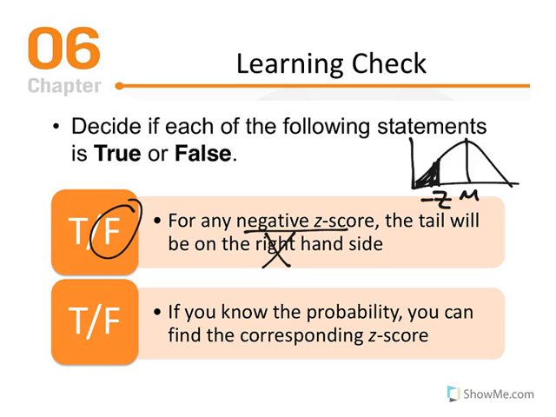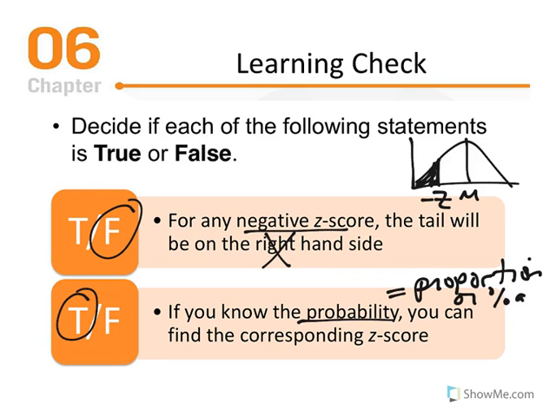True or false? If you know the probability, you can find the corresponding z-score. Yes, that is true. We just went through examples of identifying the probability, which is the same as the proportion or percentage. And we were able to identify the z-score that corresponded with a particular proportion of the distribution.